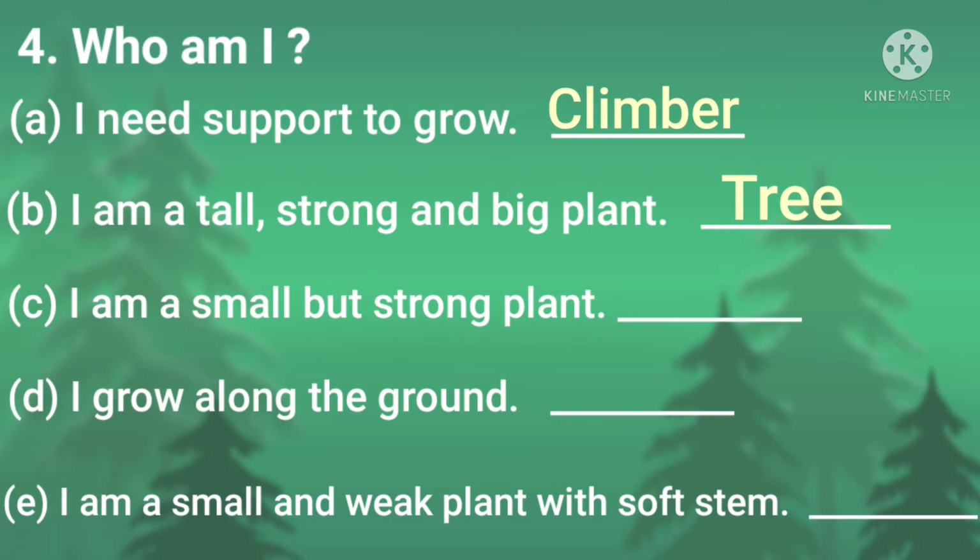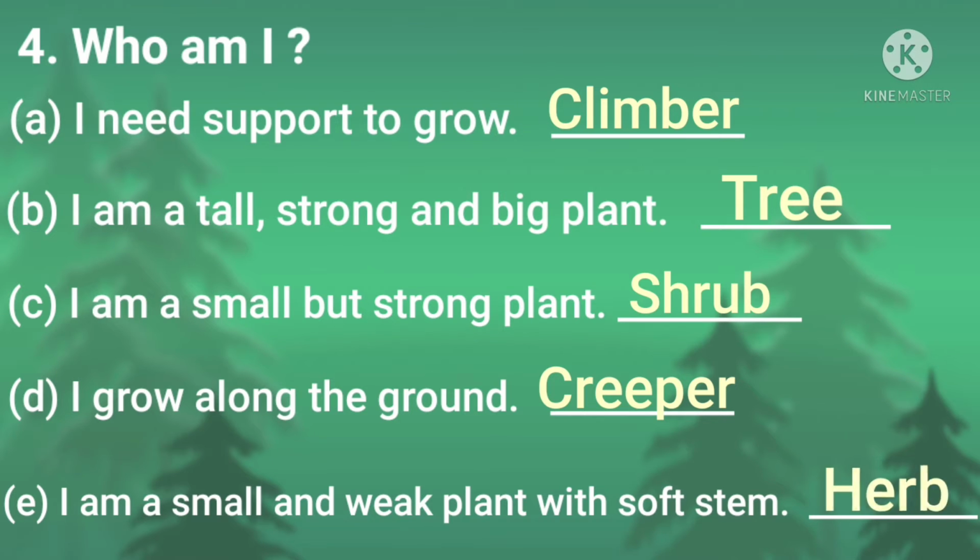Number C. I'm a small but strong plant. Yes, I'm a shrub. Number D. I grow along the ground. And you know who am I? Yes, I'm a creeper. Number E. I am a small and weak plant with soft stem. And you know who am I? Yes, I'm a herb.